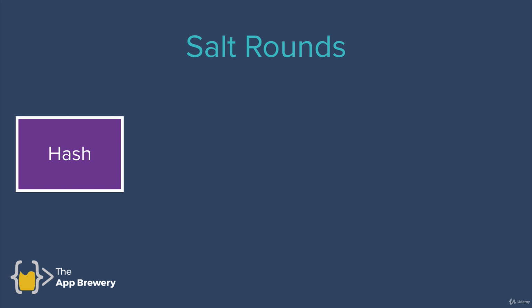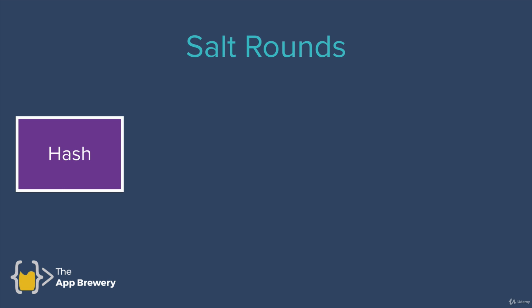Now, the reason why this is genius is because as computers get faster, remember that Moore's law says that every year the number of transistors in a computer chip almost doubles and the cost of that faster computer halves. So every year you can get more computing power for less money. And this is where salt rounds comes in. When you're hashing your passwords using bcrypt, you can set the number of rounds you want to salt your password.